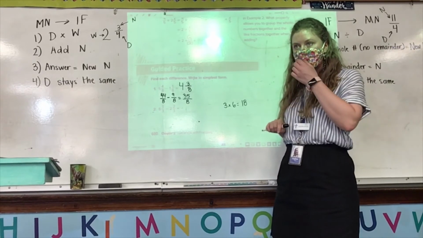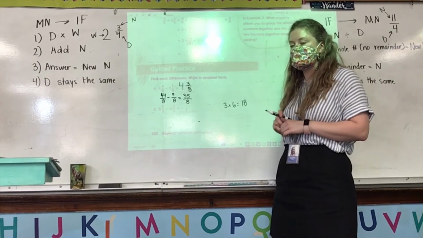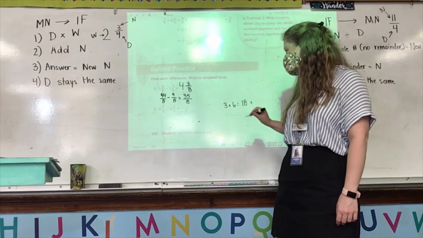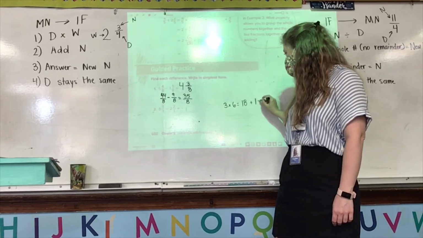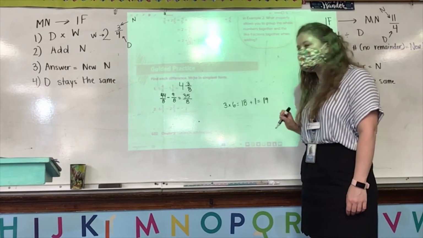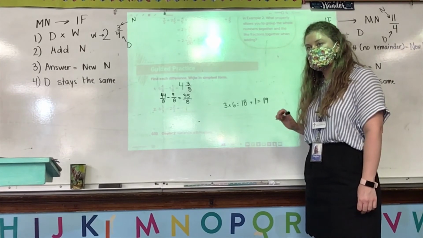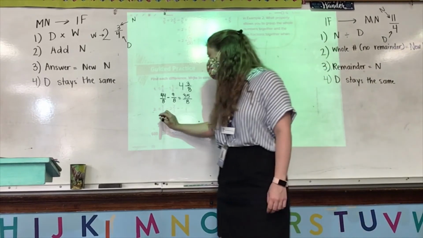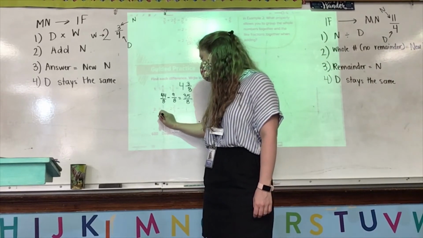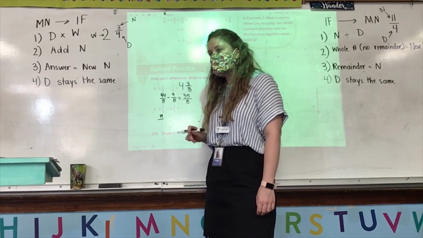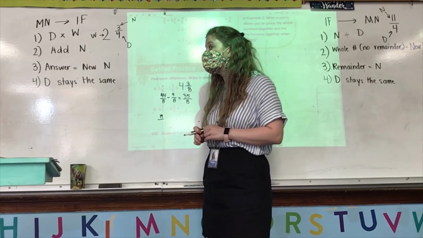Now what do we do? Make sure to tell me in words. Add the numerator. What is the numerator? 1. 18 plus 1 is? 19. Now what? The total becomes the new numerator. So what's our new numerator? 19. And the denominator? 3. In words?